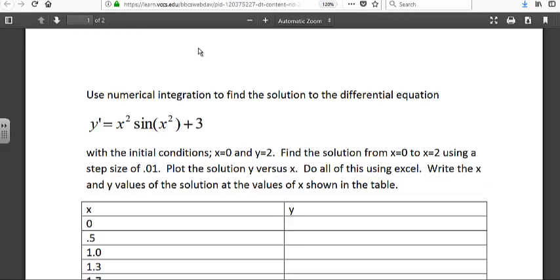So I'm going to write this equation down on a piece of paper, and you might want to do the same thing so we don't have to keep looking back. We're going from x equals 0 to 2. Okay, so let's move to Excel.